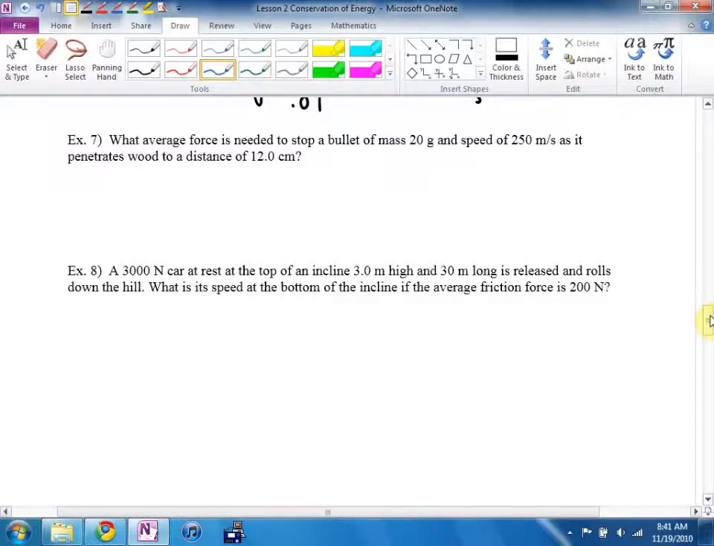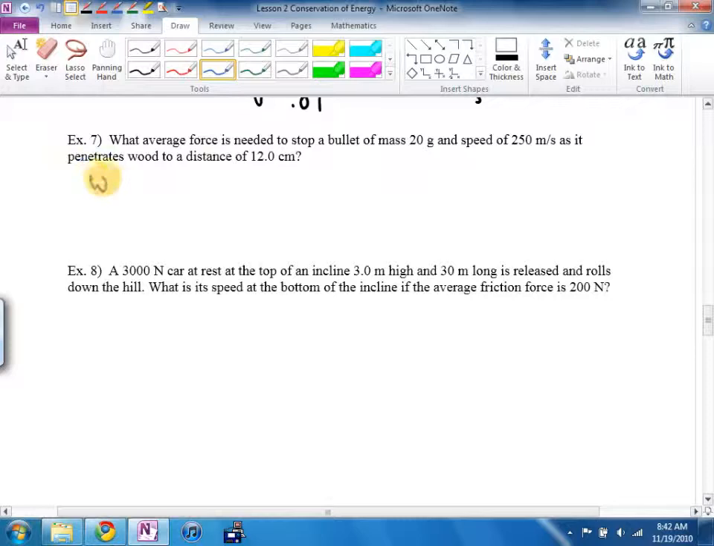This says, what average force is needed to stop a bullet of mass 20 grams and speed 250 meters per second as it penetrates wood to a distance of 12 centimeters? So now I think they're talking about a force. I think we're going to be using work and the work energy theorem. The first thing we're going to ask ourselves is, how much work did the block of wood have to do on the bullet?